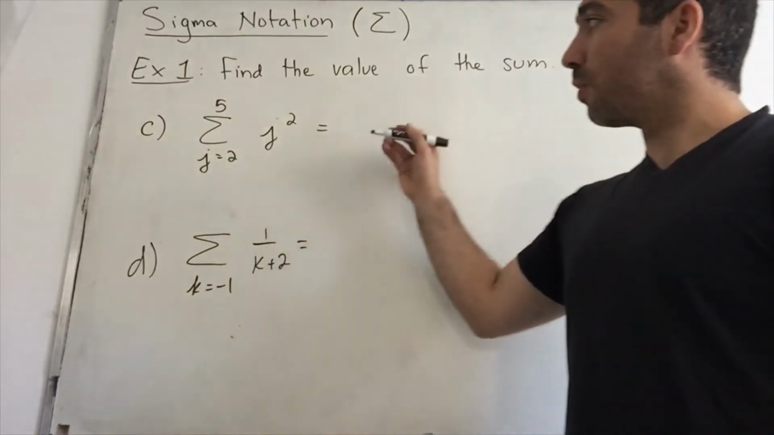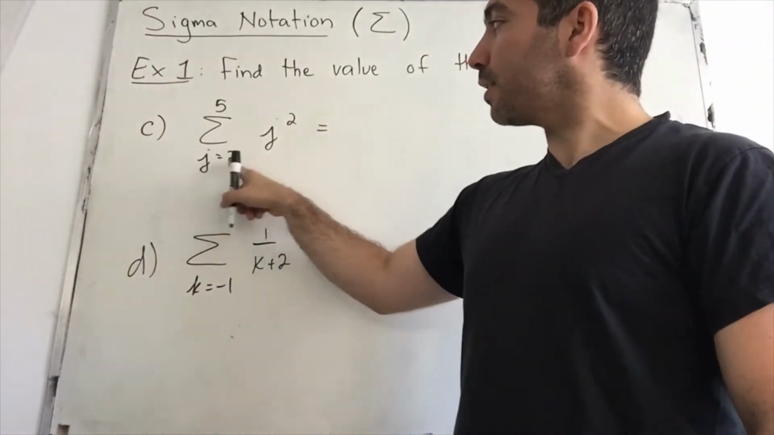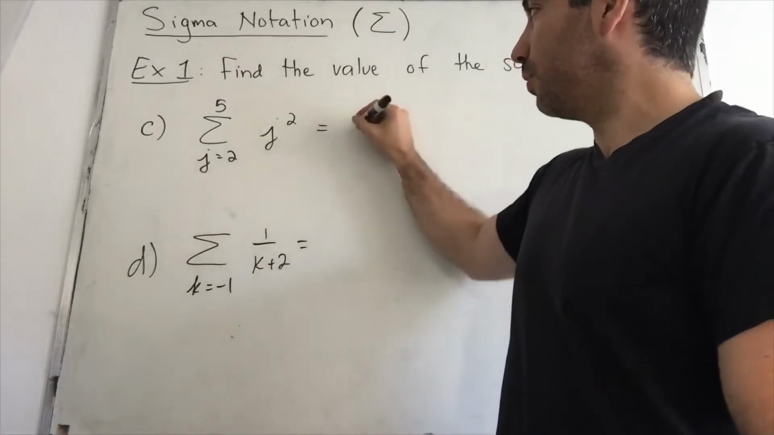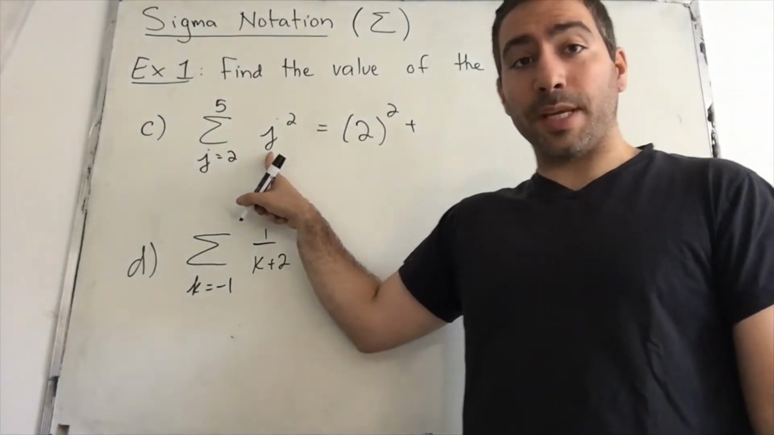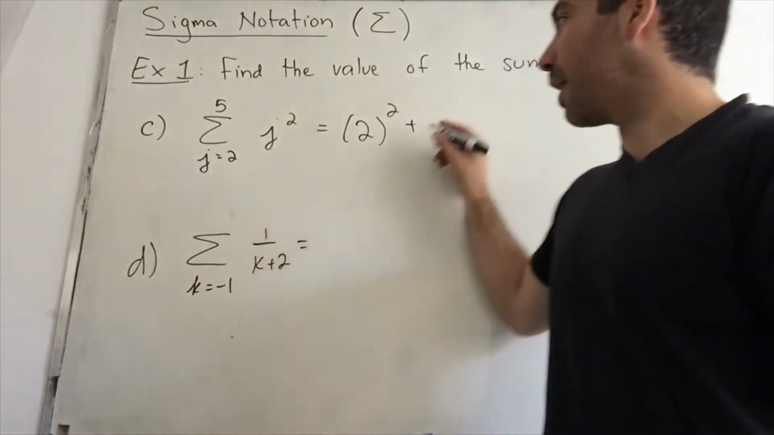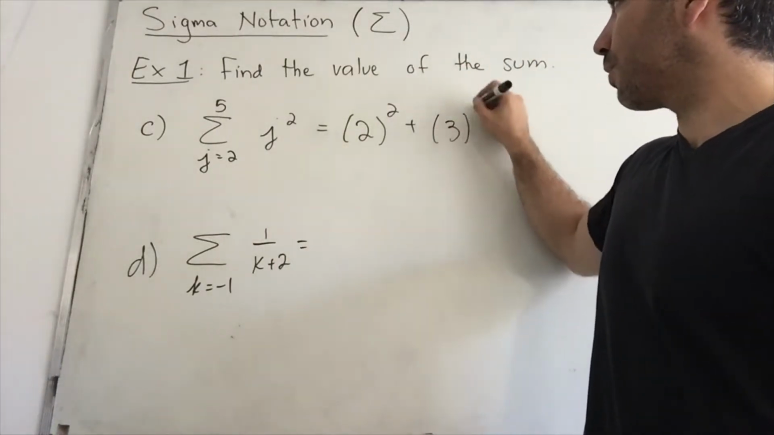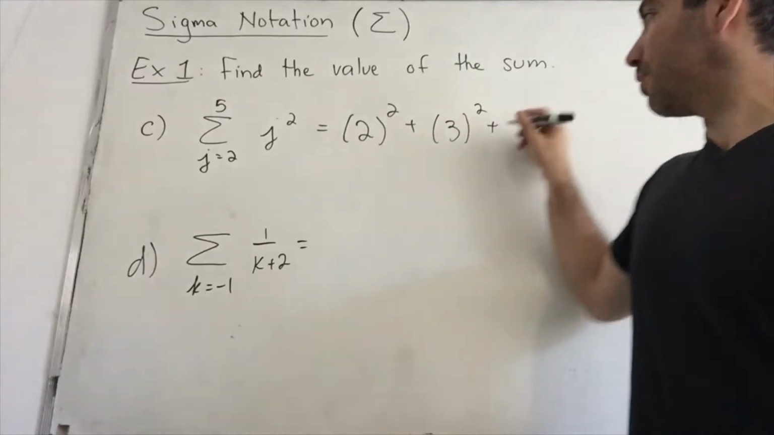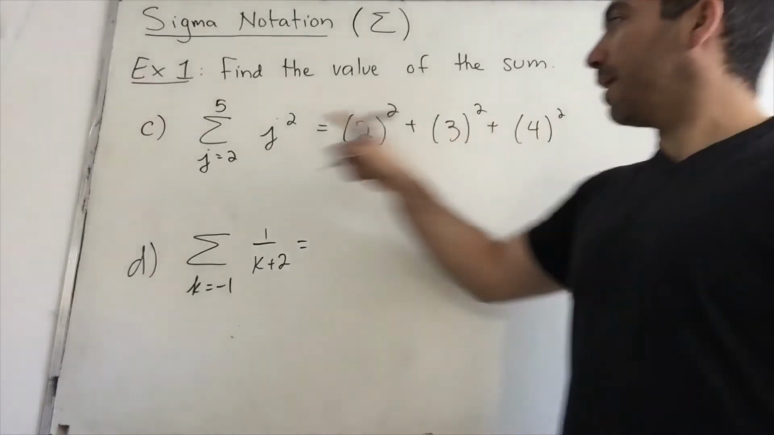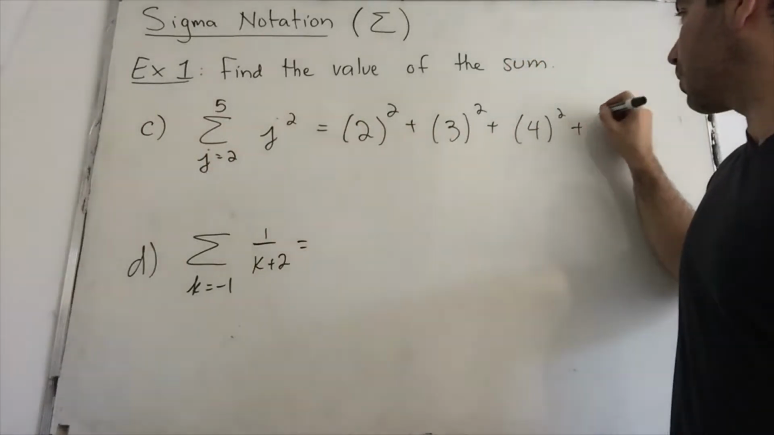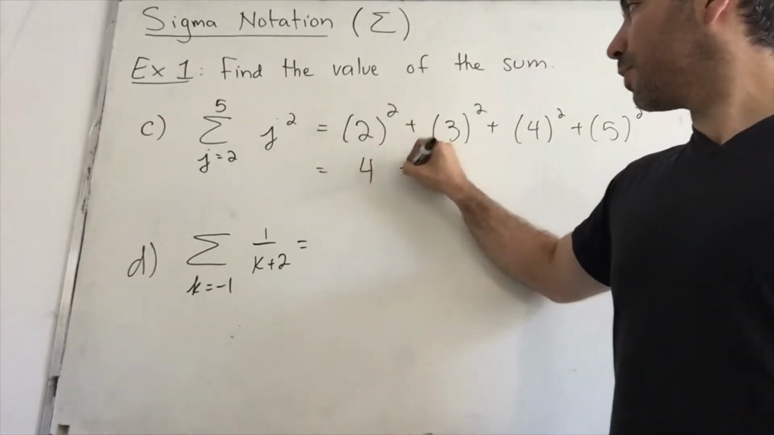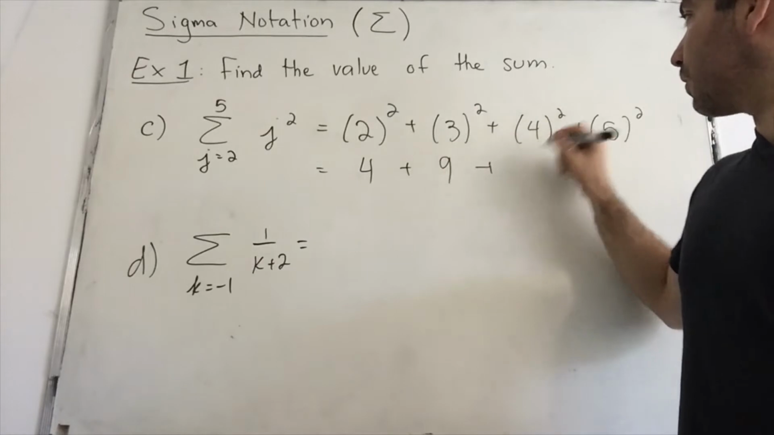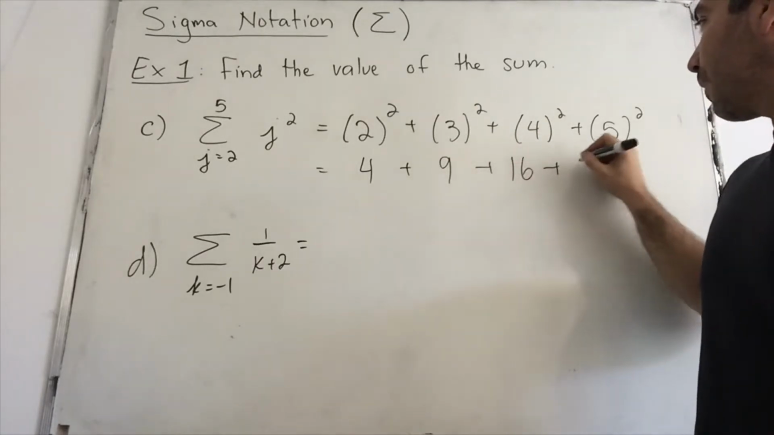So the index is starting at 2, so we're replacing the j with 2. So we get 2 squared plus, since the j is in the base, it's the base that's changing, that we're adding 1 to. So the next value is 3 squared. The next one is 4 squared. And then we end at 5 squared. Okay. 2 squared is 4, plus 3 squared is 9, plus 4 squared is 16, and 5 squared is 25.